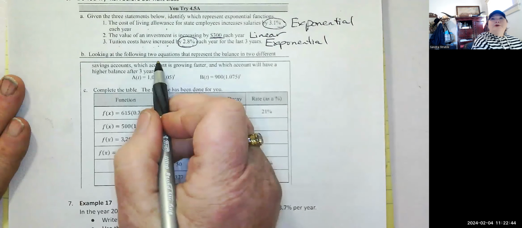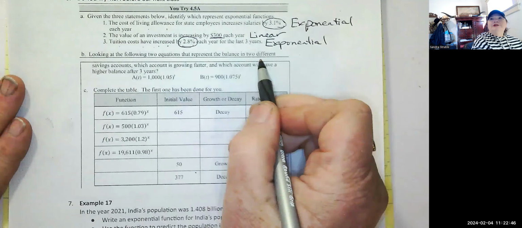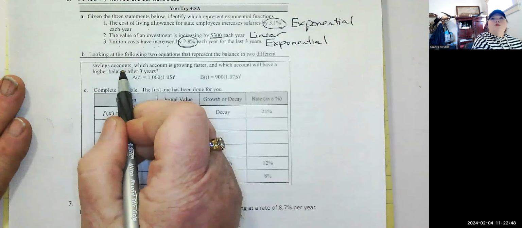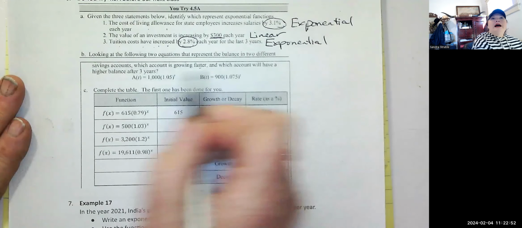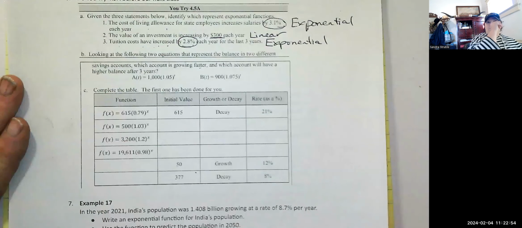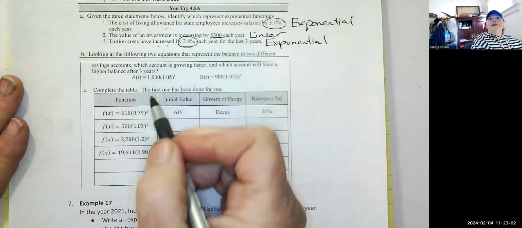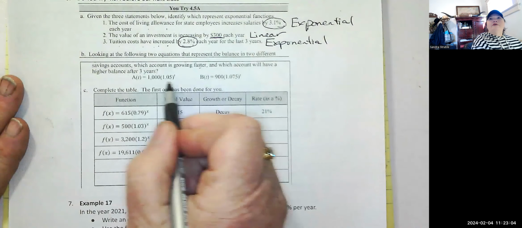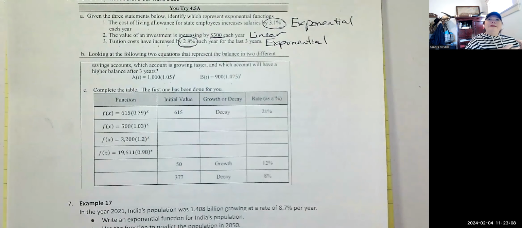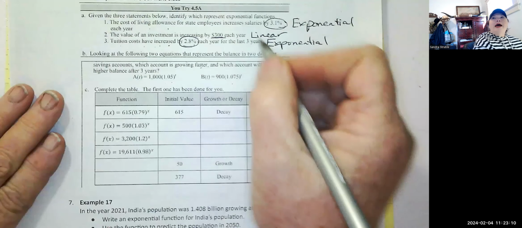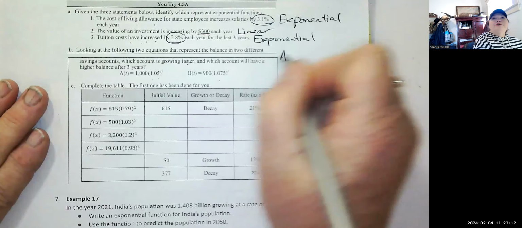Looking at the following two equations that represent the balance in two different savings accounts, which account is growing faster and which account will have a higher balance after 3 years? Okay, well, the growth is based on percentage. All right, so we need to know what these percentages are for the growth, not looking at anything else other than what's inside the parentheses. So for A, the growth is what?